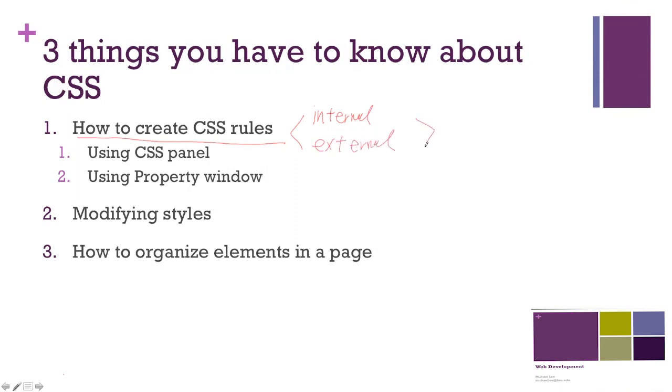I will show you in Dreamweaver, right? When you do that, either internal or external style, you can use the CSS panel, which is one of the panels on the right side of your Dreamweaver. I will show you next week. Or you can use your property window. Most of the time, I recommend using this one. That's the standard way of creating your CSS.